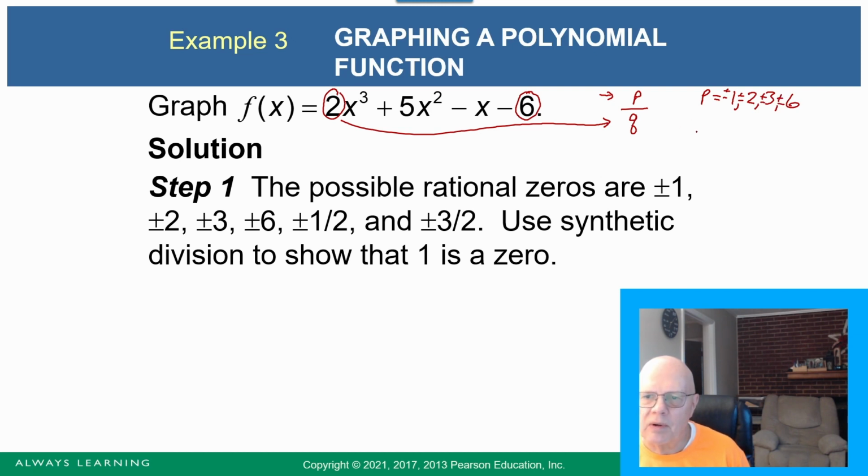For the q, it has to be a factor of 2, which means you could have positive or negative 1, positive or negative 2. Put together all of these combinations in fractions looking like p over q. Some of them might be duplicates. That's all right. Throw them away.